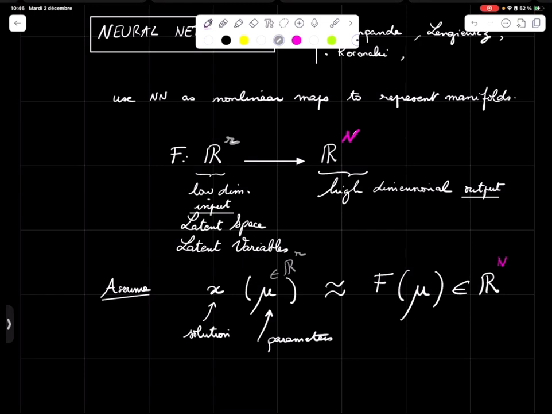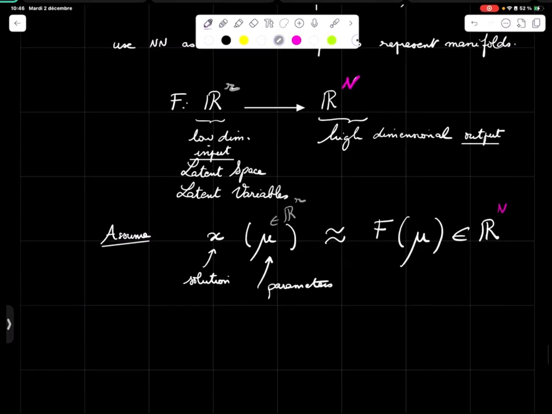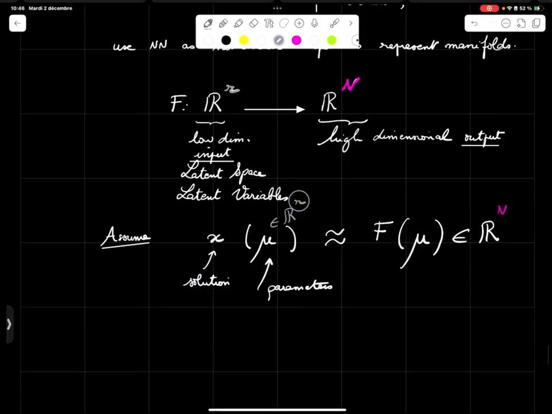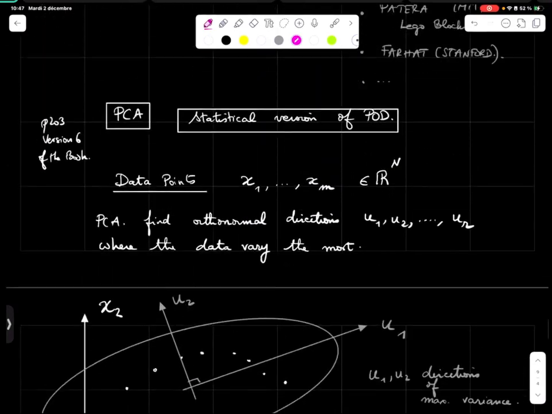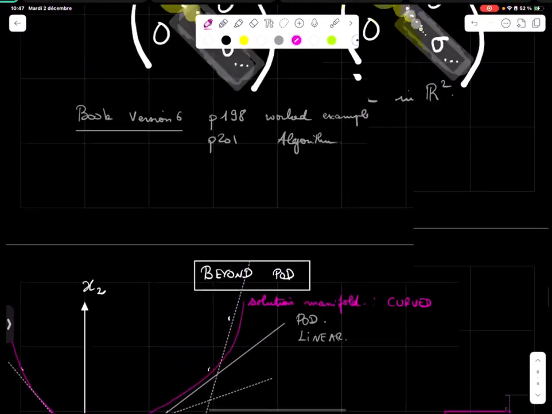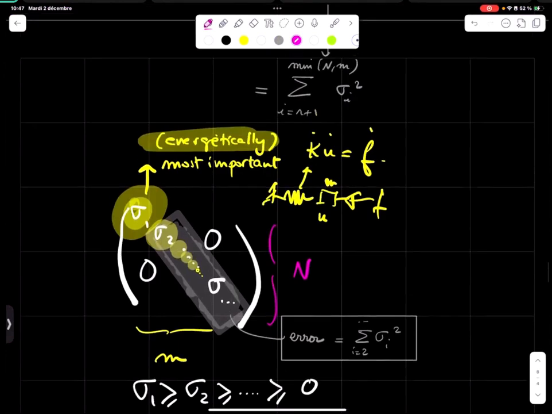So what does that mean? Well, it means that you're trying to find the parameters that have R in terms of dimensions. So you're trying to find R parameters that are going to give you as much information as N, effectively. So that's the latent variables or the latent space. And that's very similar to what we did in POD, because in POD we ended up with this R somewhere or other.